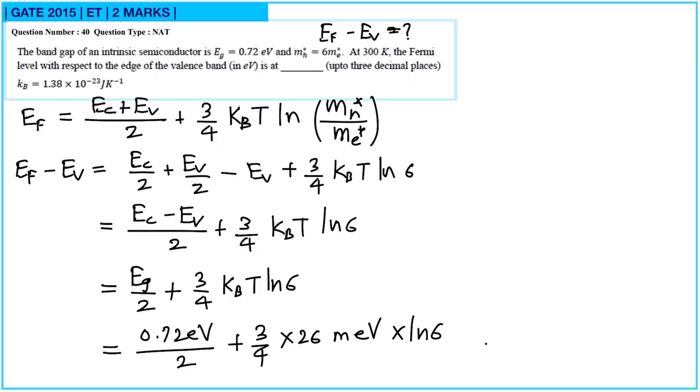So this value comes out to be 0.3949 electron volt. So we can round it off to 3 decimal places. This will be 0.395 electron volt. So the answer is 0.395 electron volt.